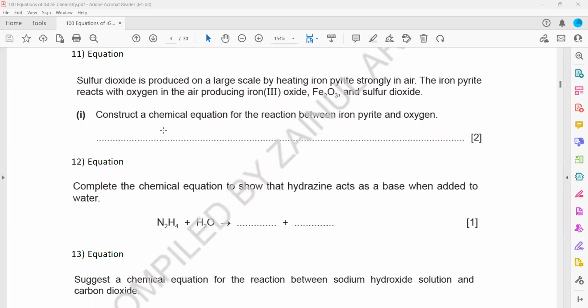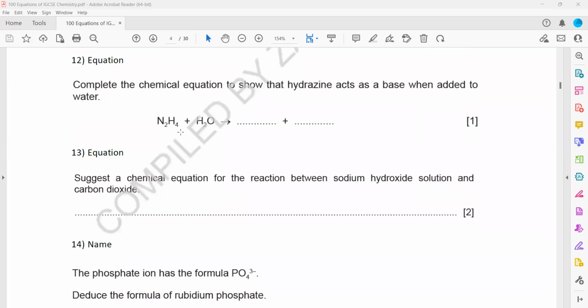Then question 12: complete the chemical equation to show hydrazine acting as a base when added to water. What is the definition of a base? A base is a proton acceptor. So it should accept a proton. So it is N2H4. Then what should it turn into? It should turn into N2H5. And because it accepts a proton, there will be a charge of +. And water donated the proton, so the water should become OH.